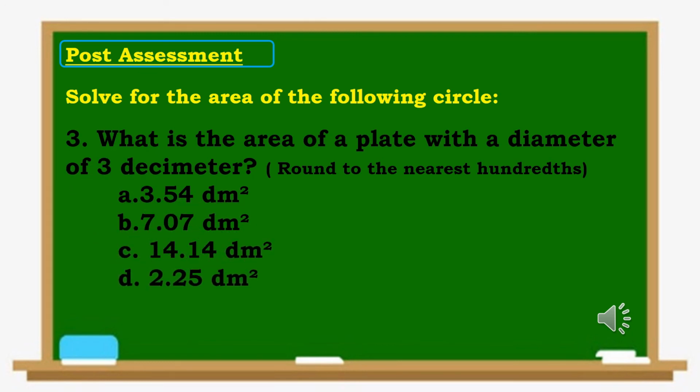Number 3. What is the area of a plate with a diameter of 3 decimeters? Round your answer to the nearest hundredths. A. 3.54 square decimeters. B. 7.07 square decimeters. C. 14.14 square decimeters. D. 2.25 square decimeters. The answer is B, 7.07 square decimeters.